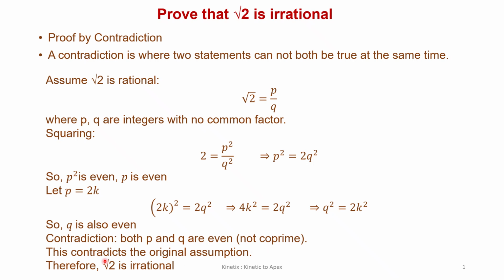So this contradicts the original assumption. What is the original assumption? That is, root 2 is rational. So this assumption is contradicted. Therefore, we can say root 2 is irrational. In a similar way, we can prove root 3 is irrational, or root 5, root 7, these are irrational numbers.